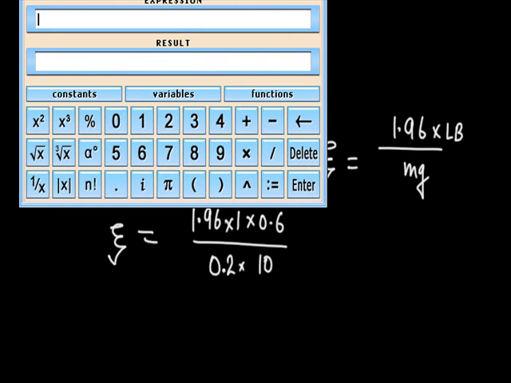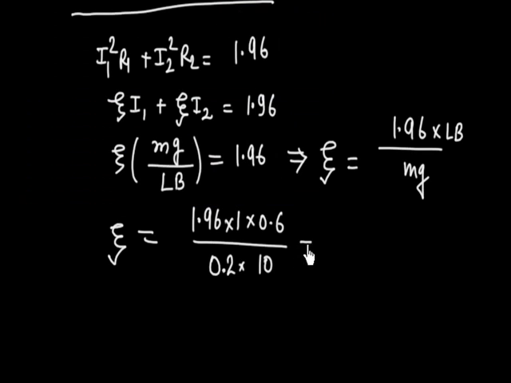Okay, let me use my calculator to calculate this value. So this is 1.96, so I will have 1.96 multiplied by 0.6 multiplied by 0.6, and this divided by simply 2, because 0.2 into 10 is 2. So what is this value? This is 0.588. So this xi is 0.588 volt.